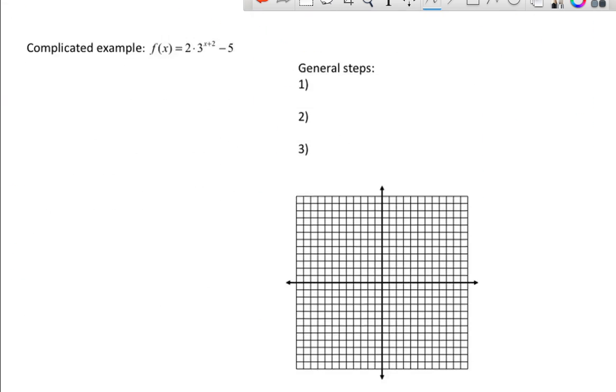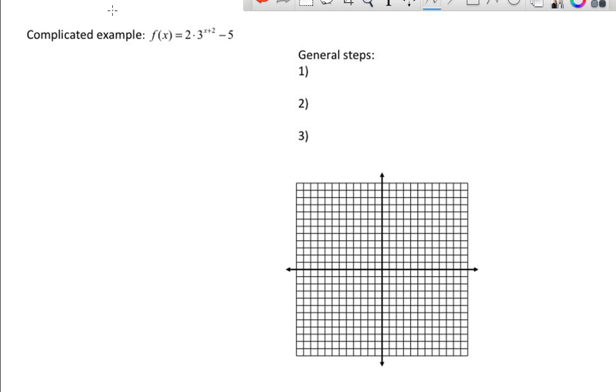Let's look at a more difficult example. So what about this? Well, it has a bunch of transformations. For example, the x plus 2 is a transformation, and the -5 is a transformation. The one that you need to be worried about the most is the fact that this x plus 2 shifts our anchor.